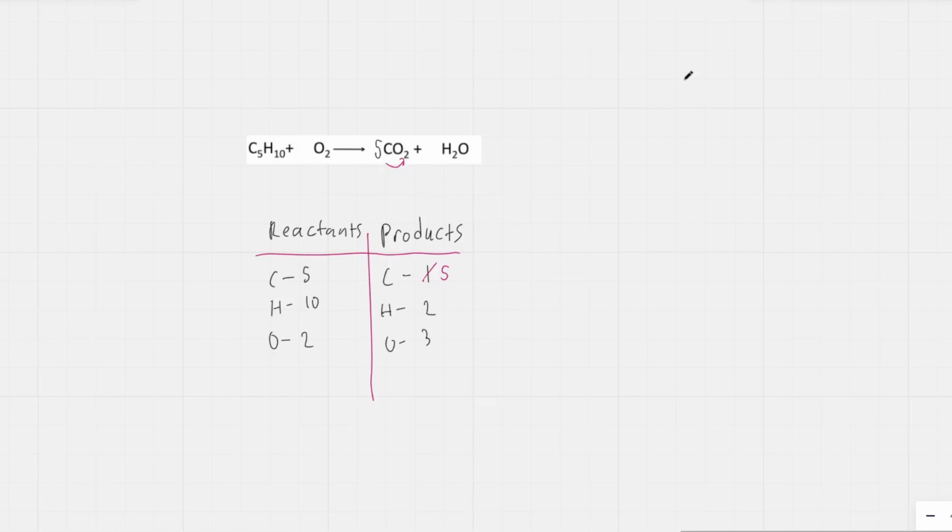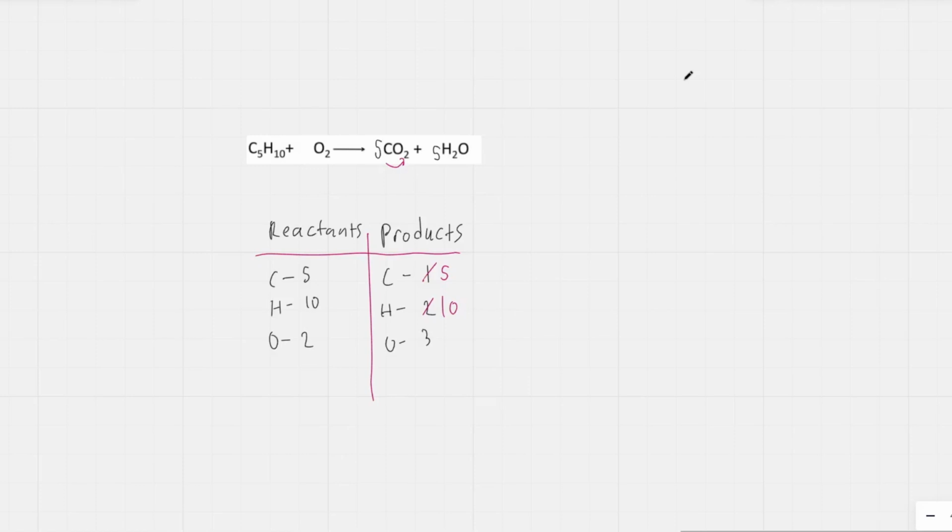Because I see that there's 10 hydrogen here, and there's only 2 hydrogen here. So let's add a 5 in front of this H here. So now 5 H2O. So straight away I know this becomes 10. So let's do that. That becomes 10. So look at that, my carbons and my hydrogens are equalized.